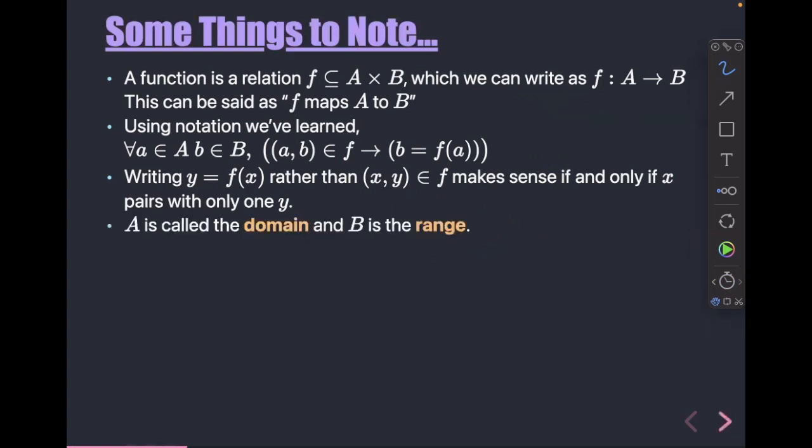Some other terminology you might have heard in previous math classes: A is the domain and B is the range, right? The domain is where you're starting from, the elements you're mapping from, and the range is where you're mapping to. So the domain is where you would find your X, and the range is where your Y is.